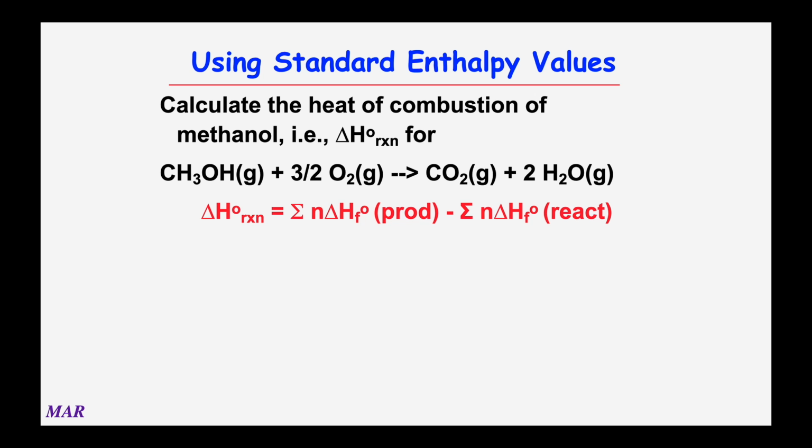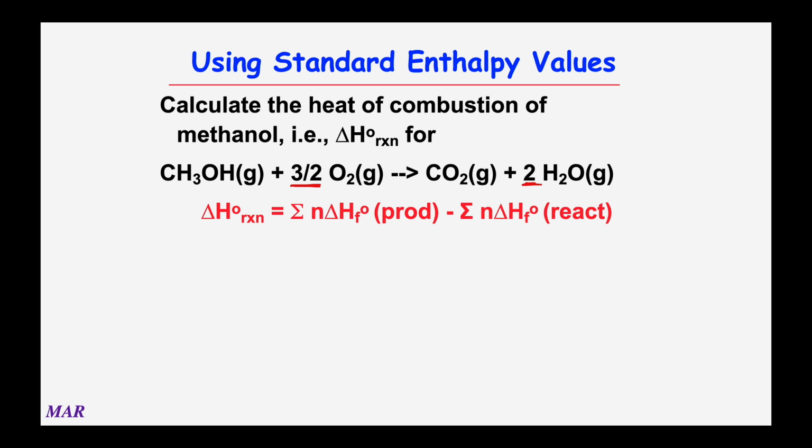Here's another example. This is methanol, CH3OH, reacting with 3/2 O2, making CO2 and 2 waters. And we want to find, again, this delta H energy. Now this one, we have 2 non-1, if you will, stoichiometries. We've got a 3/2 and a 2. The numbers for the heat of formation are always per mole. So for water, we would multiply by 2. And for oxygen, if it had a value, you'd multiply it by 3/2.